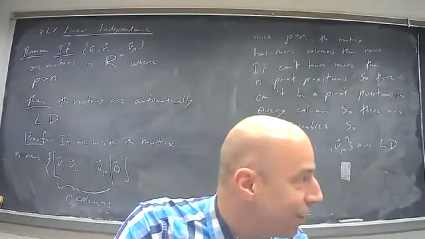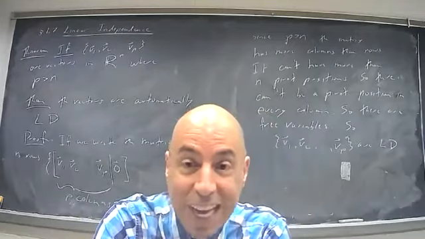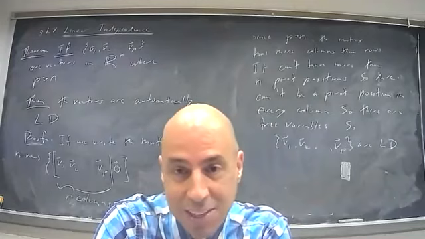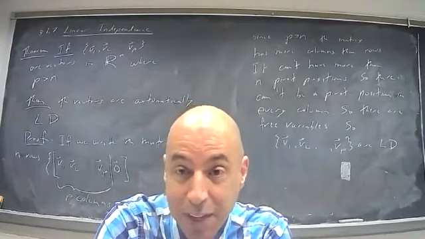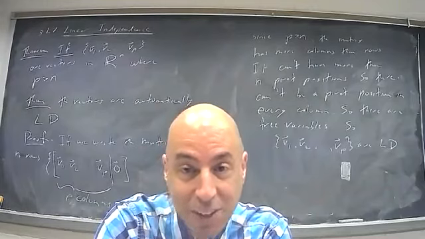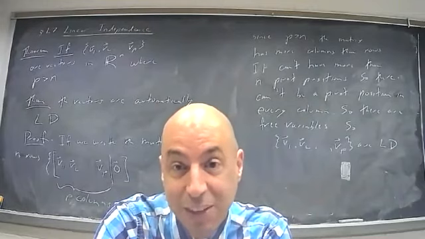Got it all copied down? So if we're in R3 and I gave you one vector, that set of one vector might be linearly independent. If I gave you the zero vector, it's linearly dependent. If it's not the zero vector, it's linearly independent.